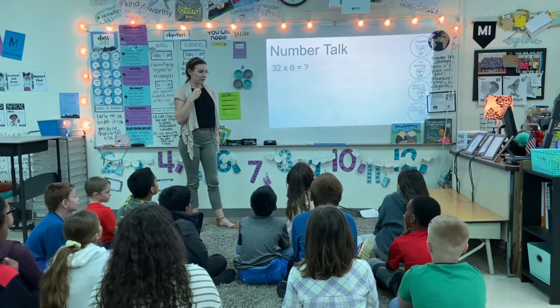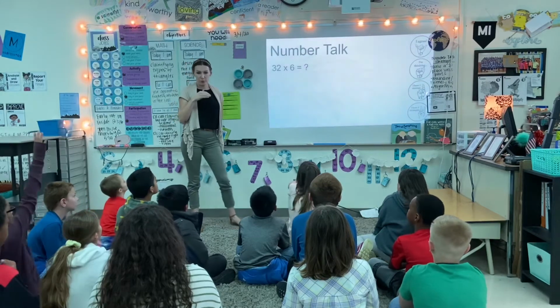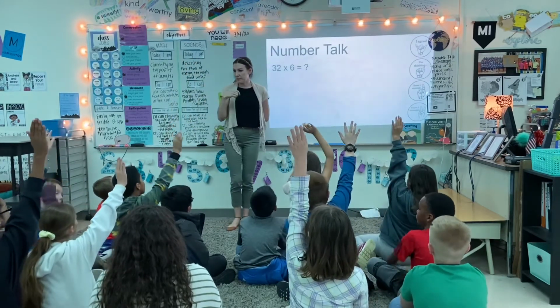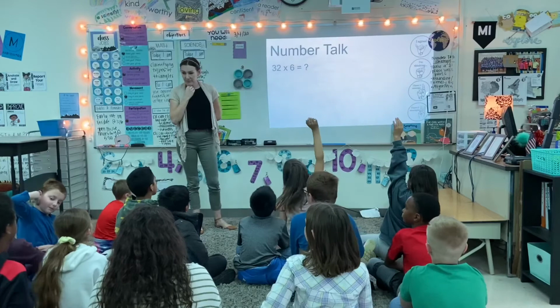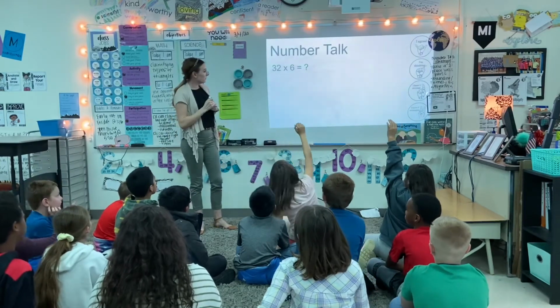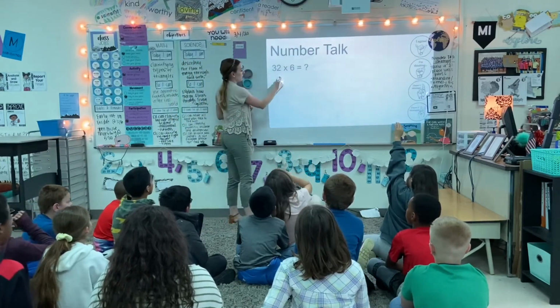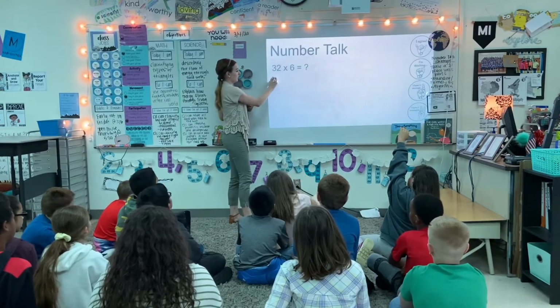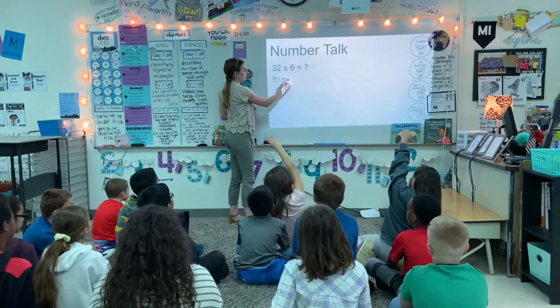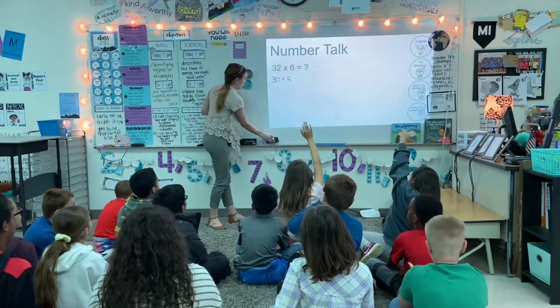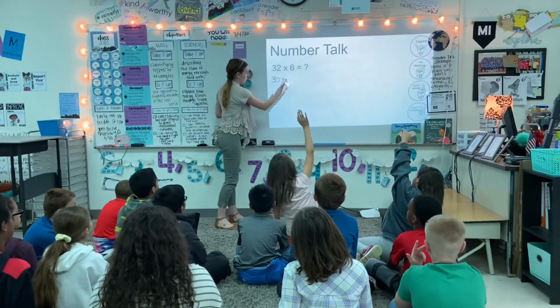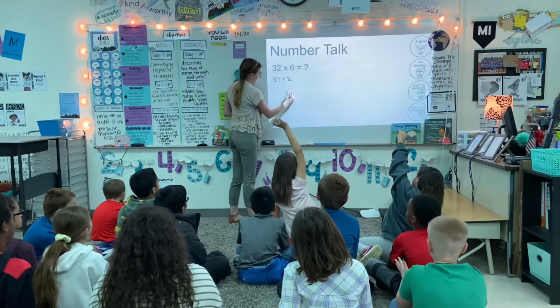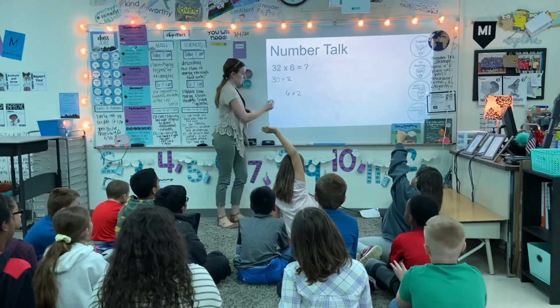All right, so it looks like we all have at least one strategy. Who can share one strategy with us? Yes, ma'am. I put the numbers up and I did 2 times 6. So you broke apart the 32 into what? I did 32. Okay, and then what? I multiplied 6 times 2, and I got 12.